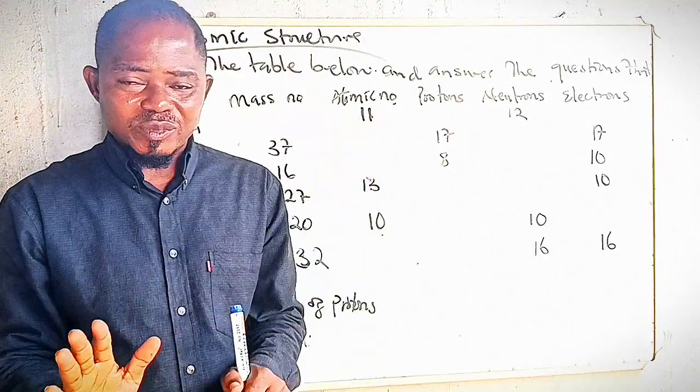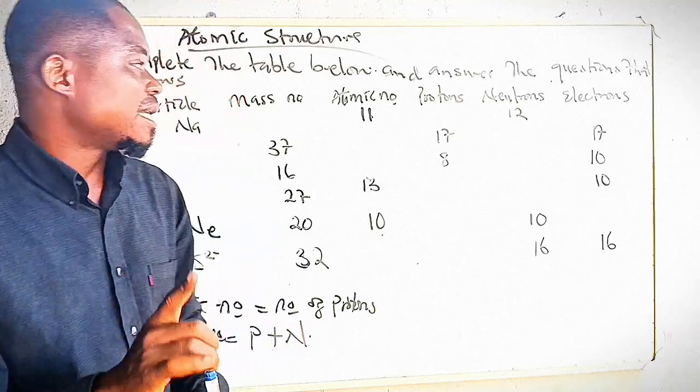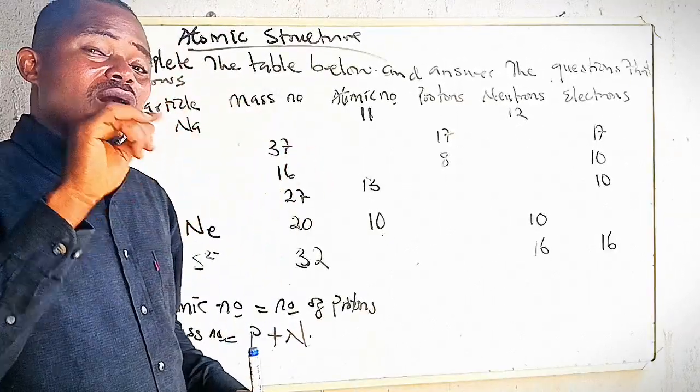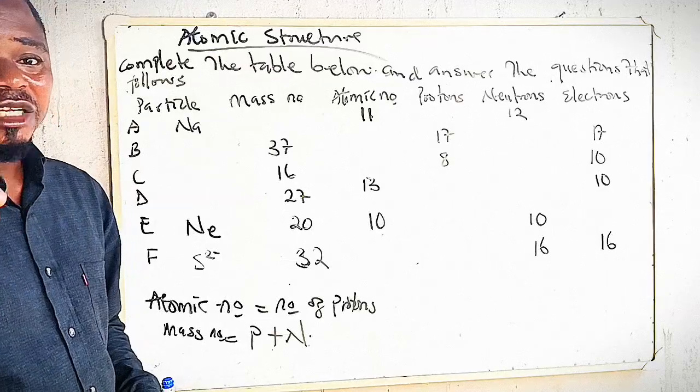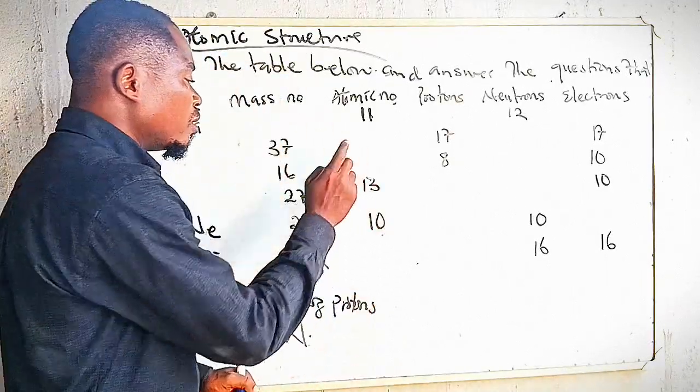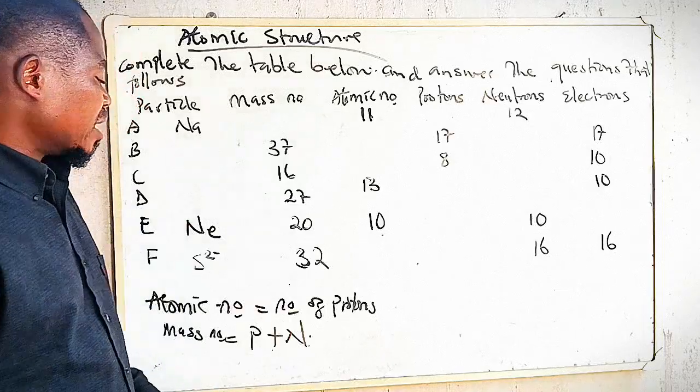So I've explained the whole table. Now we can start filling. Now another thing is, anytime an element has accepted an electron to become an ion or lost an electron to become an ion, it can only affect the number of electrons. It will not affect what? The atomic number. Alright, let's fill the table first.